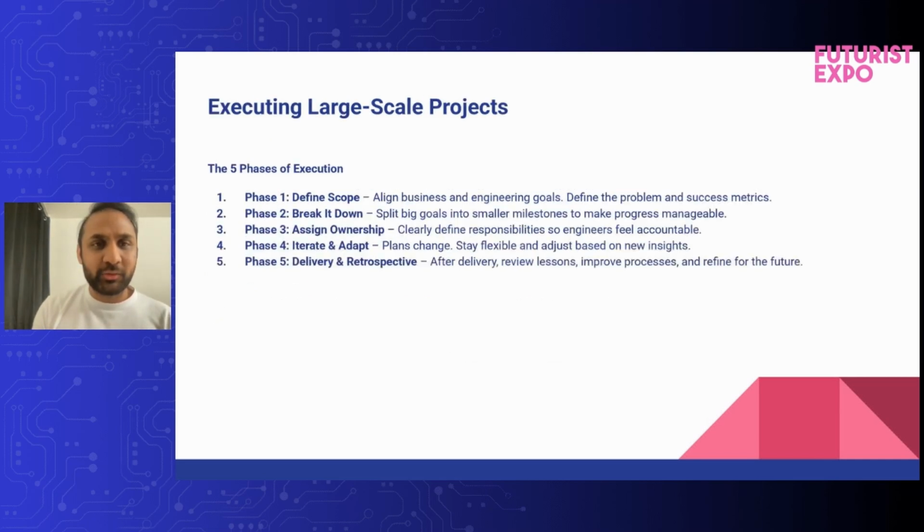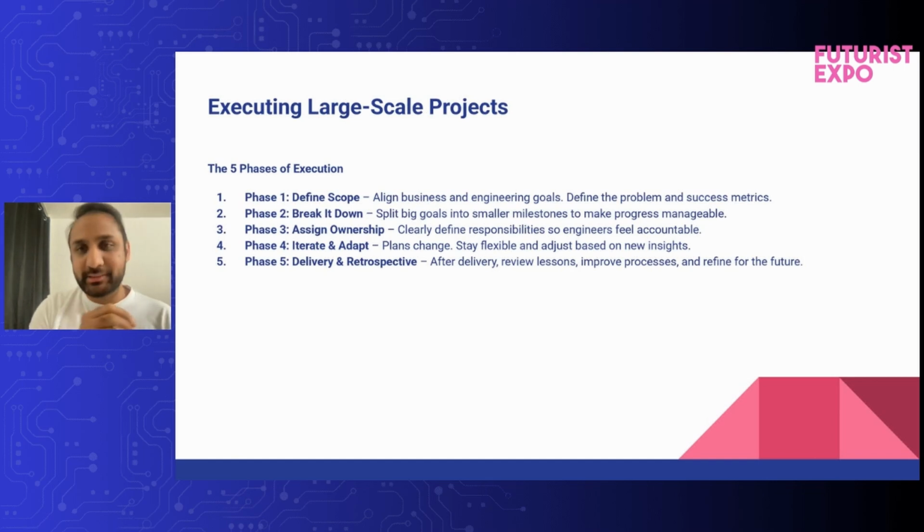So let's now move to large scale projects. Usually, executing large scale projects involves five phases of execution. This is what I have experienced at Amazon and Uber. The first phase is related to defining the scope.